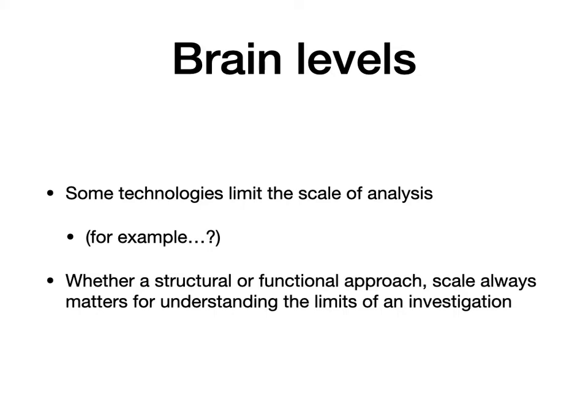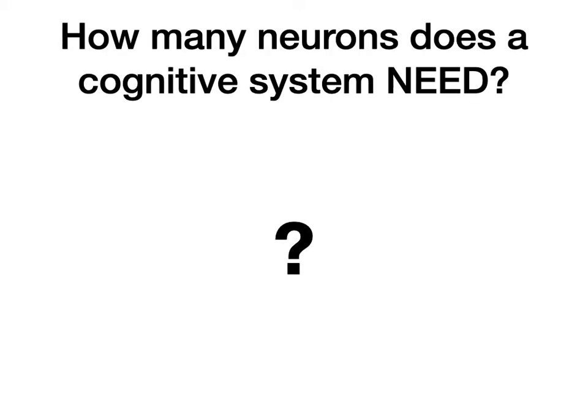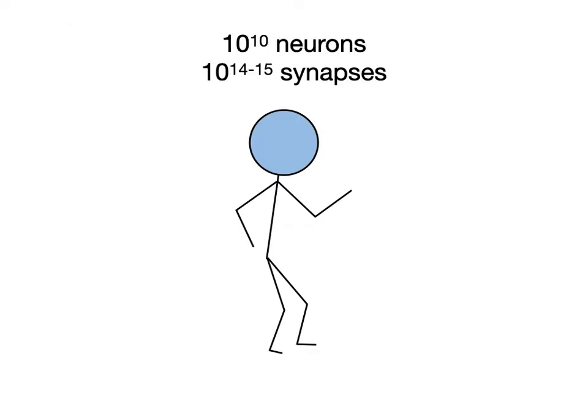So, to start this off, let's talk about something we touched on in the early lecture. How many neurons does a cognitive system need to be considered a cognitive system? Well, that's a philosophical debate of what cognitive system means, but how many does it need to do its job, right? We talked about ourselves. That's 10 to the 10 neurons and many orders of magnitude more synapses, connections between the neurons, right? That's us.